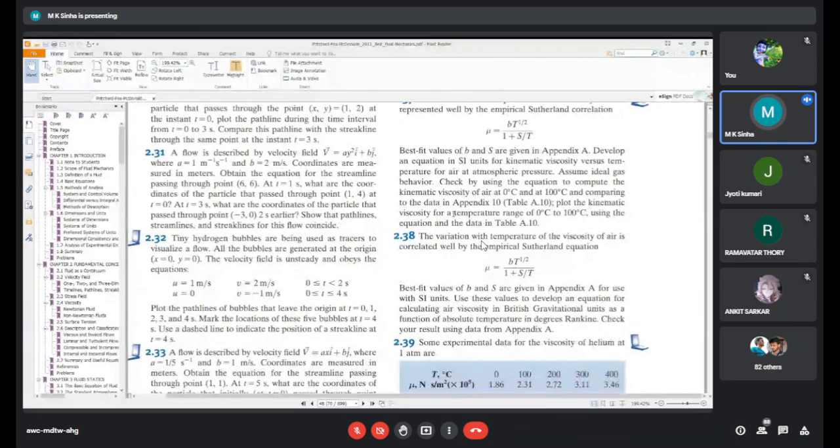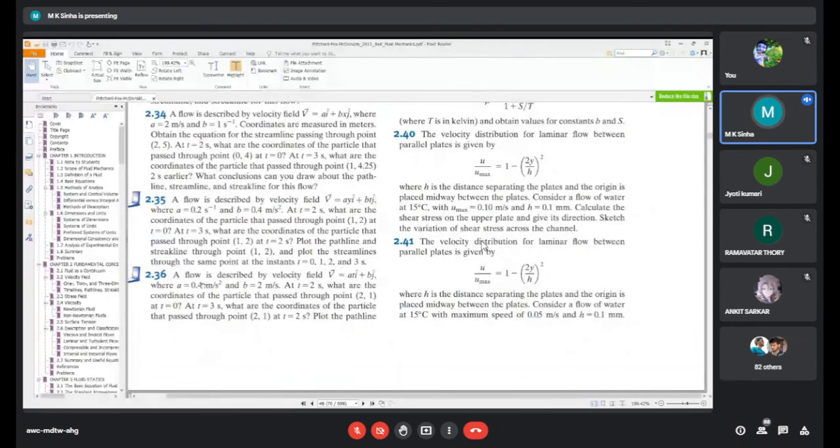So hello, you should solve problem number 2.36. That data is available with us. Am I right? And 2.35 is similar, but some values differ. Is it correct? So don't worry.